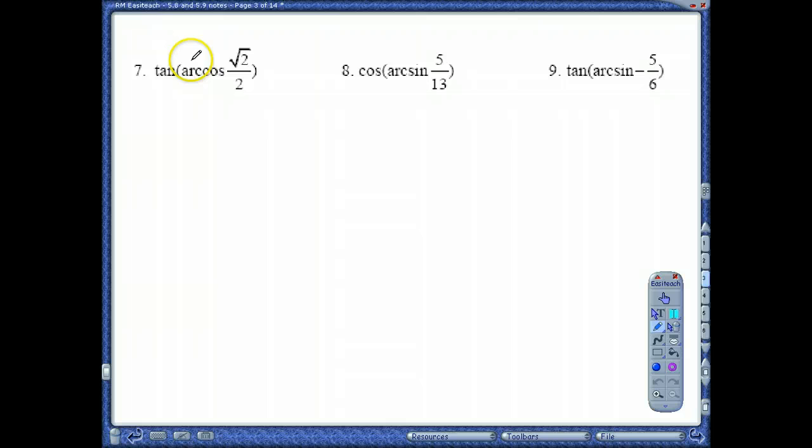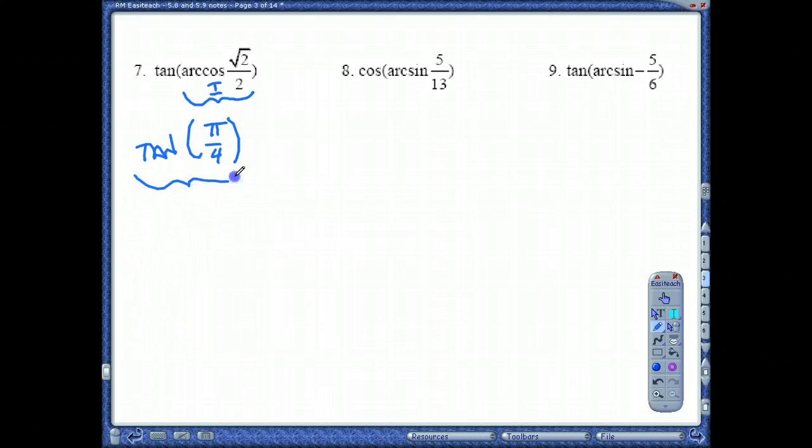So when I go here, I'm going to start on the inside, just like we do with all algebra. And I'm going to ask myself, which angle has a cosine of positive square root of 2 over 2? It's positive, so I know I'm in the first quadrant. So I get to use my reference angle. That's going to be pi over 4. So there's the inside part. Now I want to find the tangent of pi over 4, which is 1. So final answer is 1.